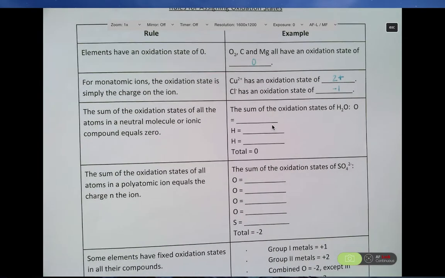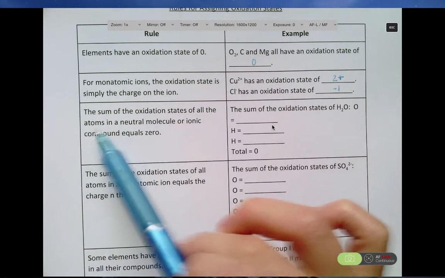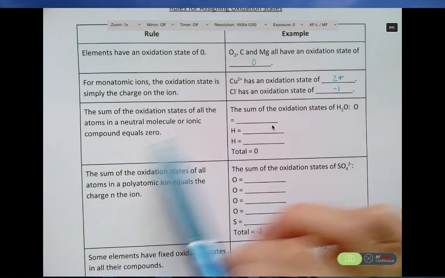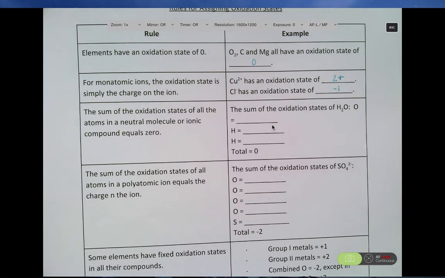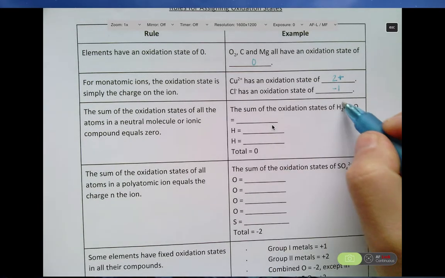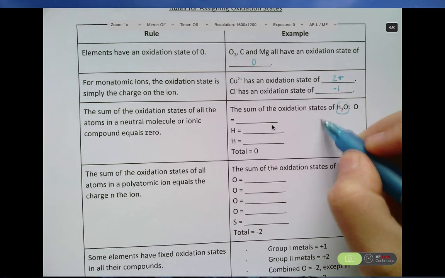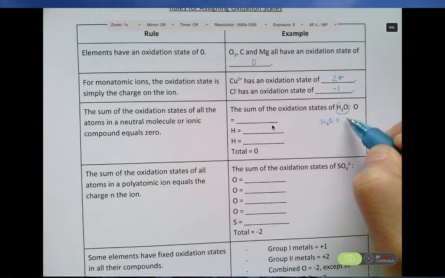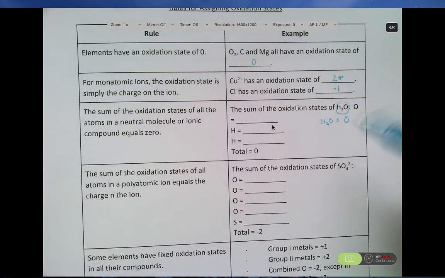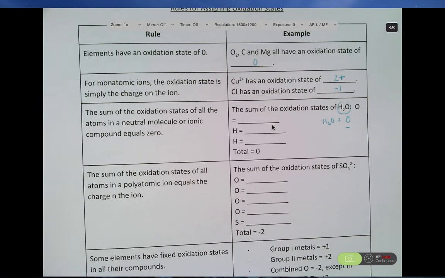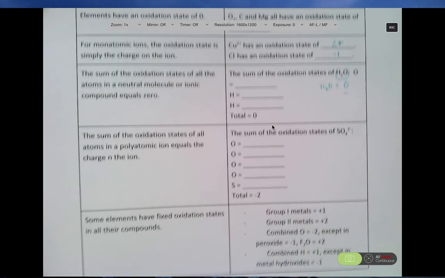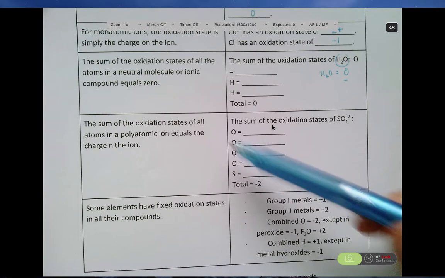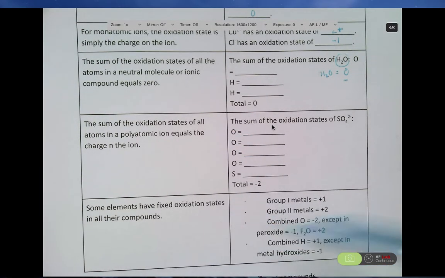The sum of the oxidation states of all of the atoms in a neutral molecule or ionic compound will equal 0. So for water, for example, the whole compound will have an oxidation state of 0. However, we've got to look at the different elements involved, because each element will have a different oxidation state to make up that 0. So what do we mean by that? If we keep moving, we'll go through rule 4 and then jump to rule 5 in order to do these examples.